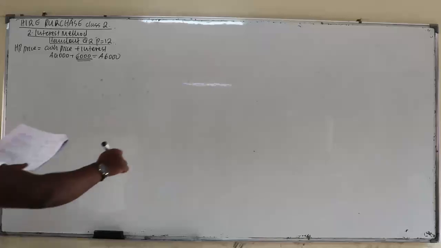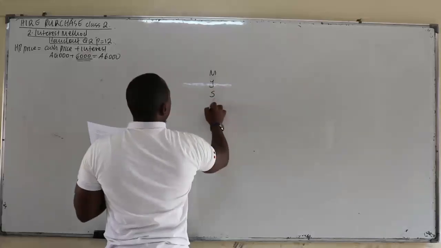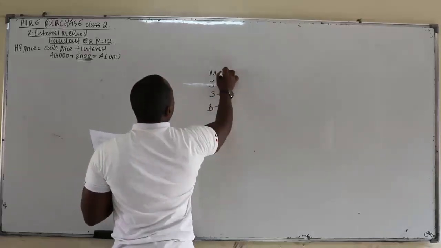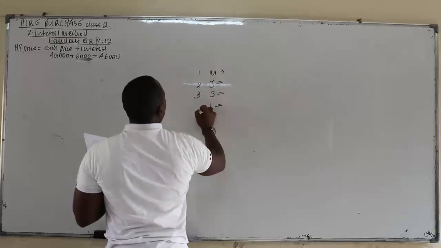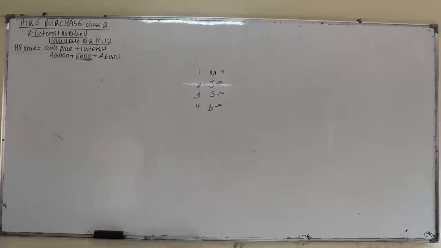Number 4, assume that all the sales are made at the end of each quarter, and the quarters end on 1st of March, June, September, and December. Those are the 4 quarters: first quarter, second quarter, third quarter, and fourth quarter. So assume that all sales are made at the end of each quarter, and the quarters end on 1st of March, June, September, December, respectively.